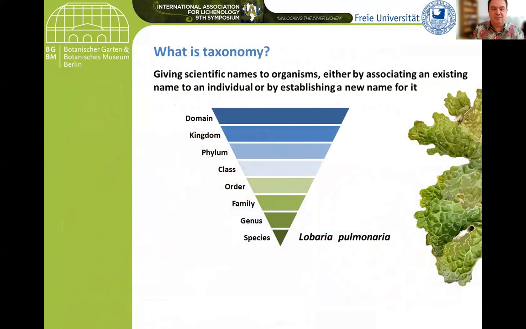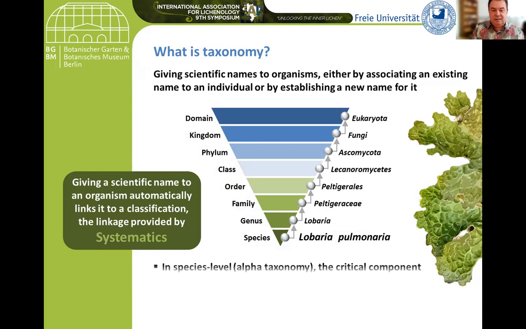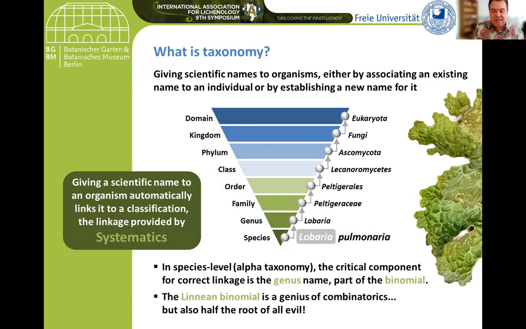So what is taxonomy? Taxonomy means giving names to organisms by associating existing names or by establishing new names for them. And by giving a name to an organism, we also link it automatically to a pre-existing classification, which has been provided by systematics. In species level alpha taxonomy, the critical component for the correct linkage is the genus name as part of the binomial. And so the Linnaean binomial, I've argued in a recent paper, is a genius of combinatorics, but it's also half of the root of all evil.